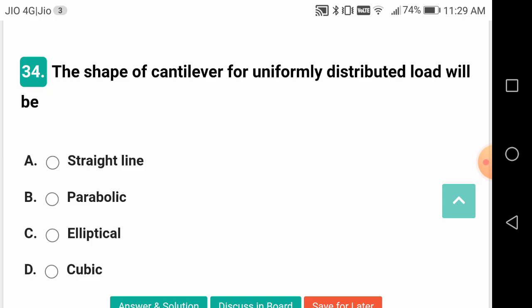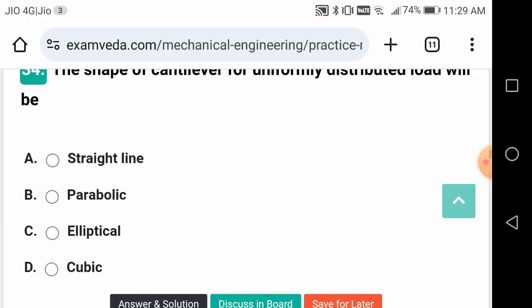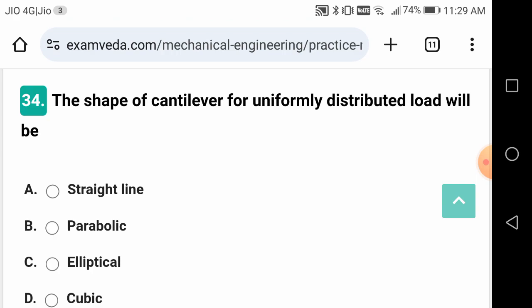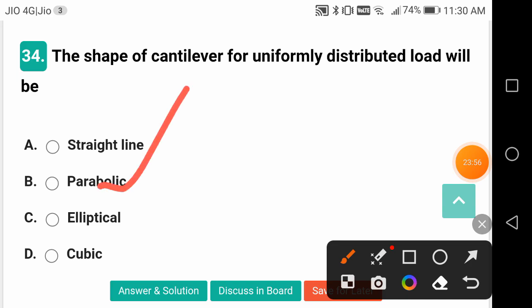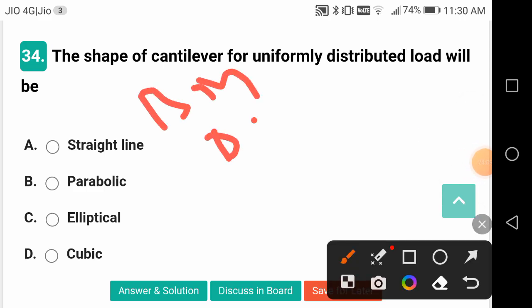The shape of the bending moment diagram for a cantilever beam with a uniformly distributed load will be parabolic. For uniformly varying load, it will be cubic. It should mention the shape of the bending moment diagram.